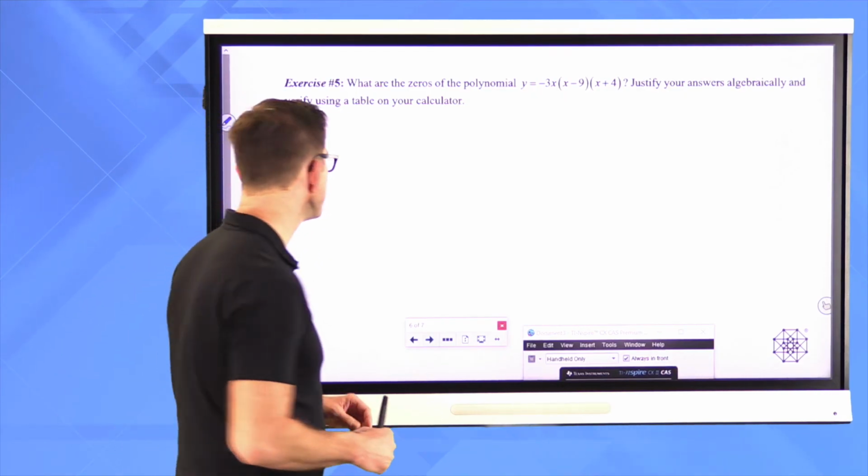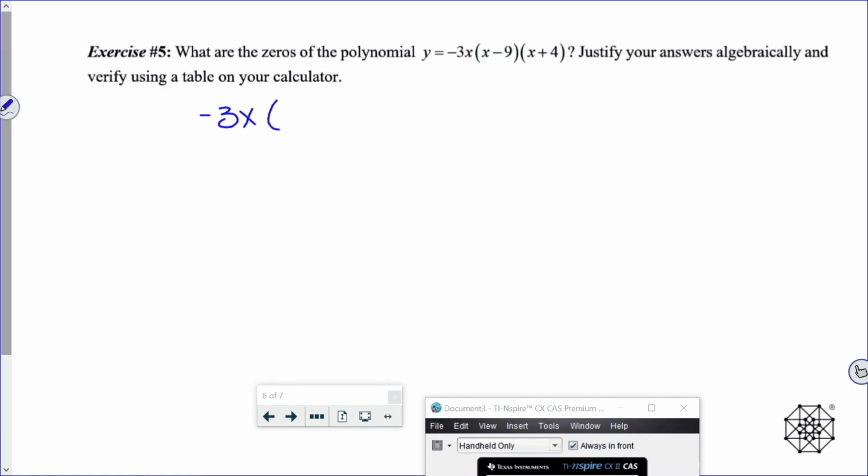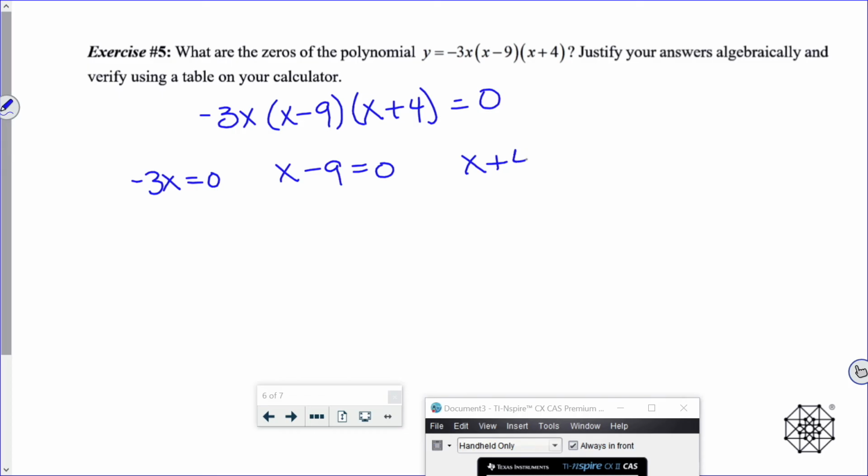All right, well, I just wanted to throw one last one at you. We've done actually a number of ones that look kind of like this. In fact, our last one, really, after we factored, looked very, very similar to this, right? We have -3x times x minus 9 times x plus 4 equals 0. That means we'll have -3x is equal to 0, x minus 9 is equal to 0, and x plus 4 is equal to 0. Again, this one you have to want to be very careful about.